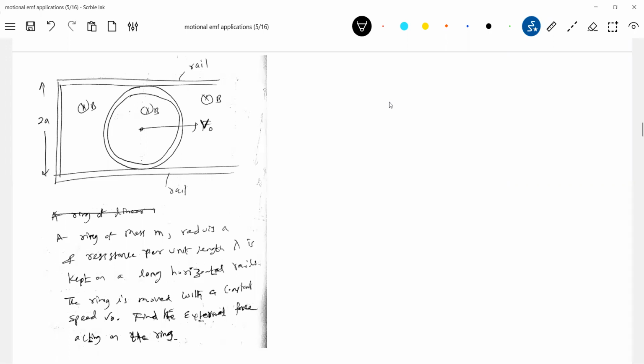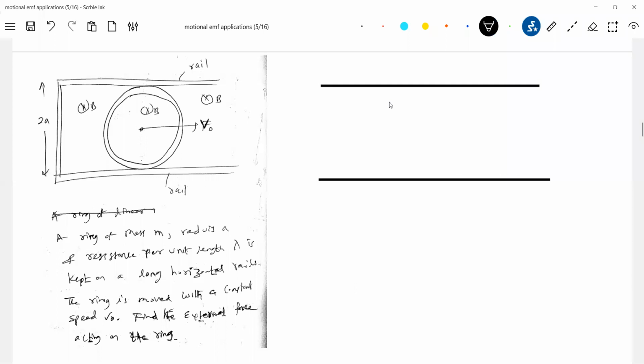There is a uniform magnetic field, long rails are there, and the ring is moved with a constant speed V0. Find the external force acting on the ring. Now go back to the motional EMF. We said no effective EMF, effective length. The idea of effective length, the same thing here now. So break up this ring into two parts.